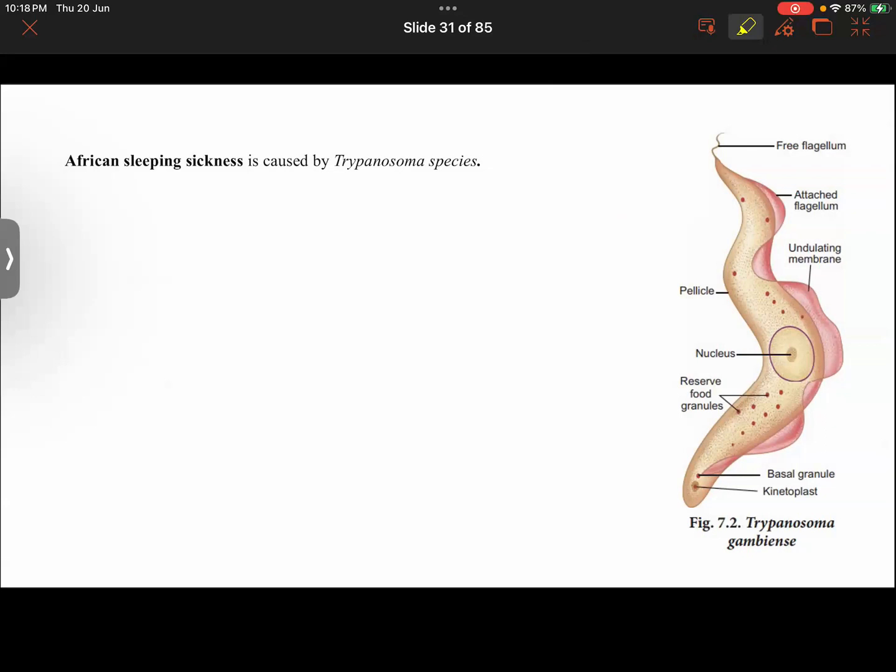Then there's another interesting disease called African sleeping sickness. Ever heard about this?